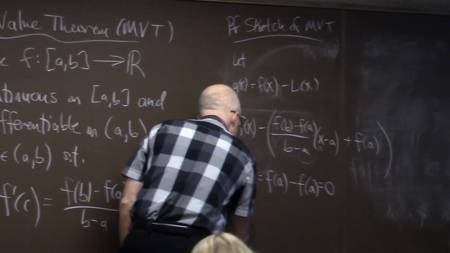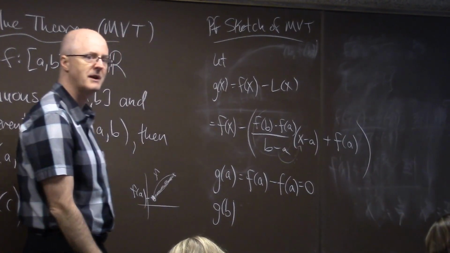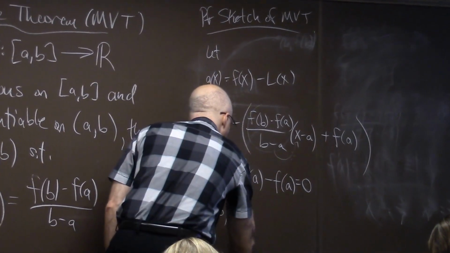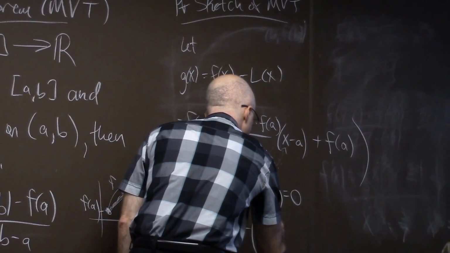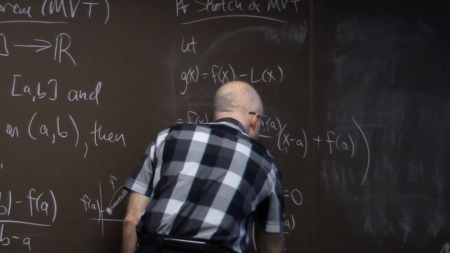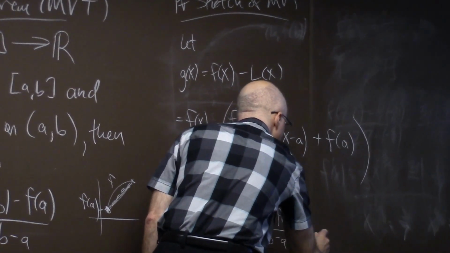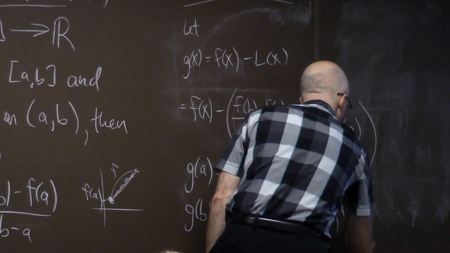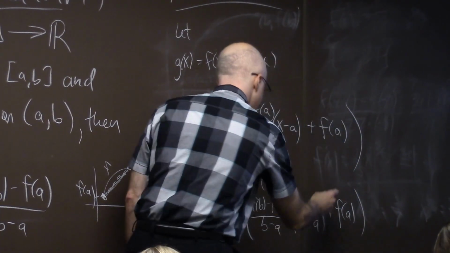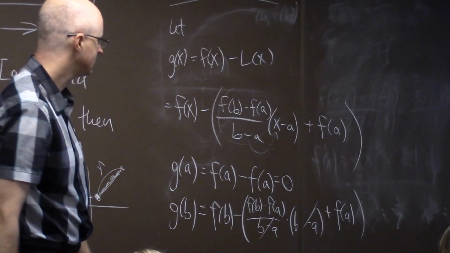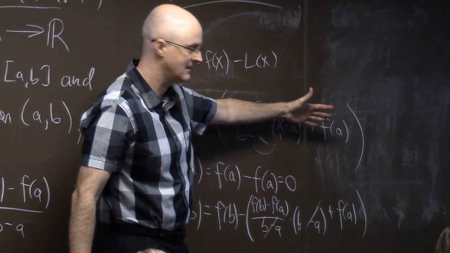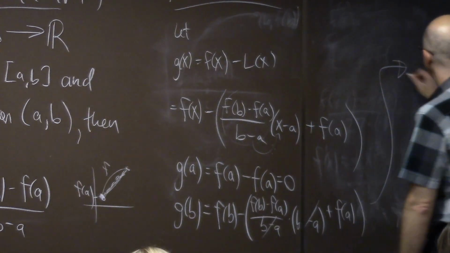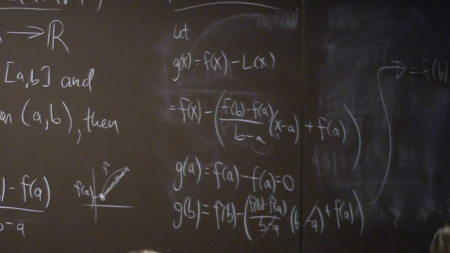What about g of b? It's less clear that g of b is going to be 0, but it will be. You'll get f of b minus, in parentheses here, f of b minus f of a divided by b minus a, times b minus a, plus f of a. The b minus a is canceled there. Inside the parentheses here, the f of a's cancel. You ultimately get f of b minus f of b. You get 0.